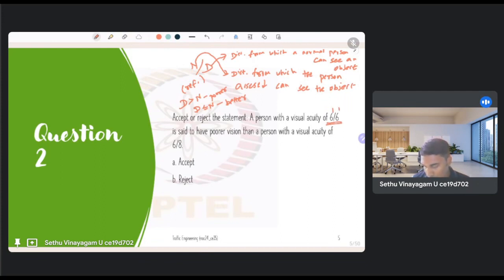Compared to that, the person who is having 6 by 8 has to get much closer, right? 2 meters closer to the object than a normal person, because a normal person is able to see from a distance of 8 meters, but this person is able to see only from a distance of 6 meters, right? So 6 by 8 is a poorer visual acuity. So 6 by 8 is poorer than 6 by 6, right? But the given statement says the opposite. It says 6 by 6 is poorer than 6 by 8, so we reject the given statement.